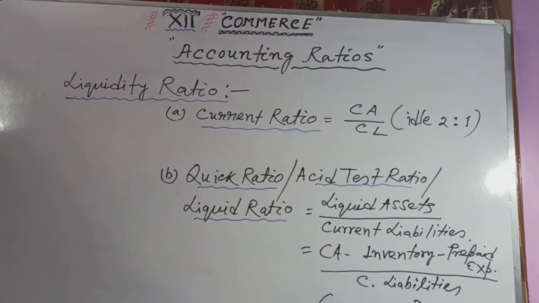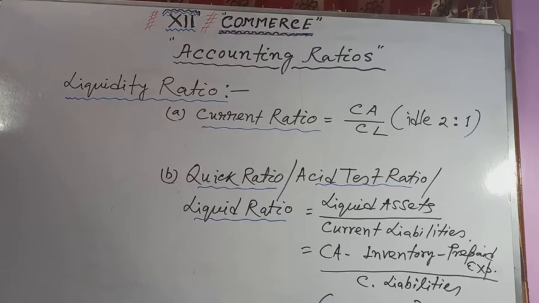Now what are the objectives? The idea is that for every rupee of current liabilities, there should be at least 1 rupee of liquid assets. This ratio is a better test of the short term financial position of the company than the current ratio. It considers only those assets which can be easily or readily converted into cash. The quick ratio is thus a more liquid ratio than the current ratio.